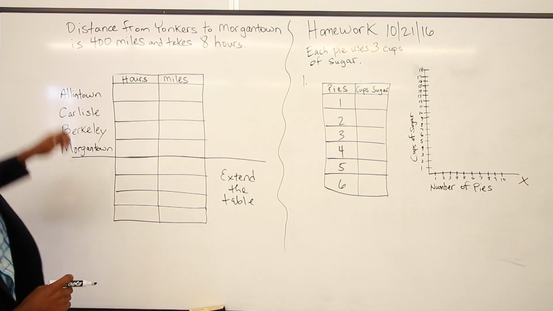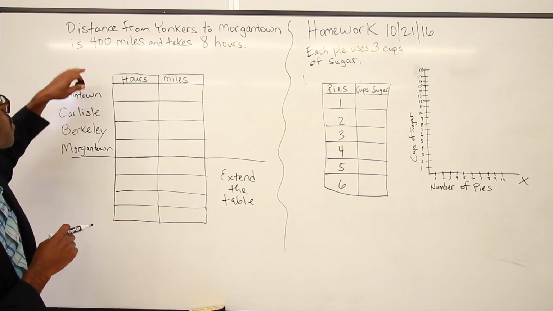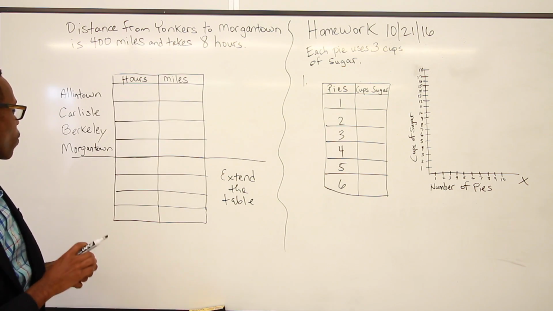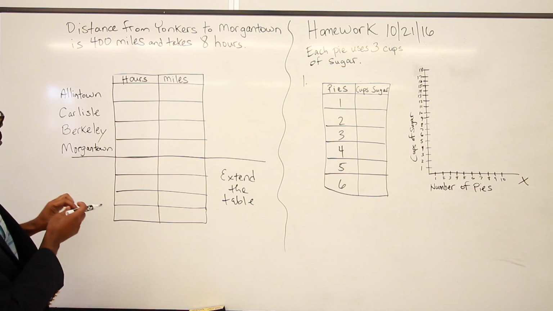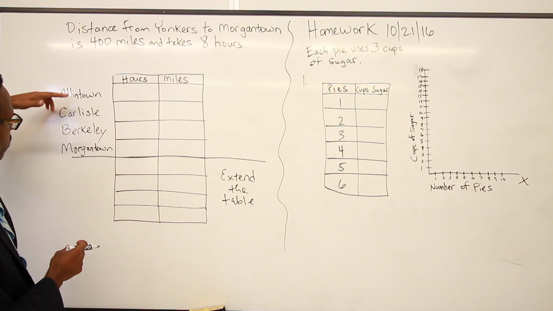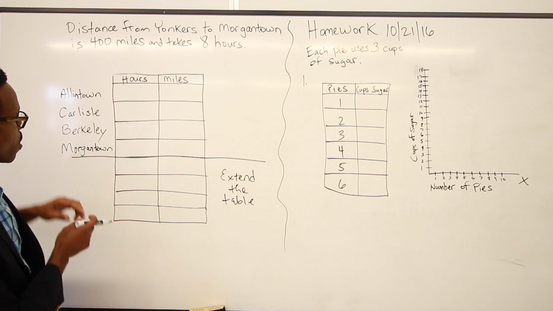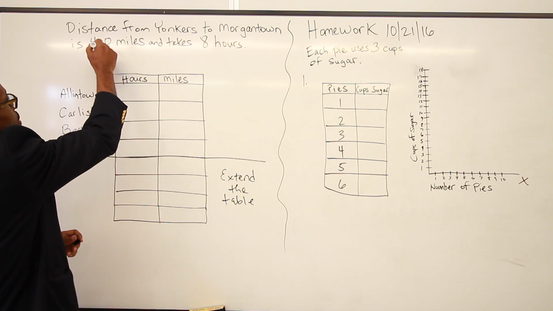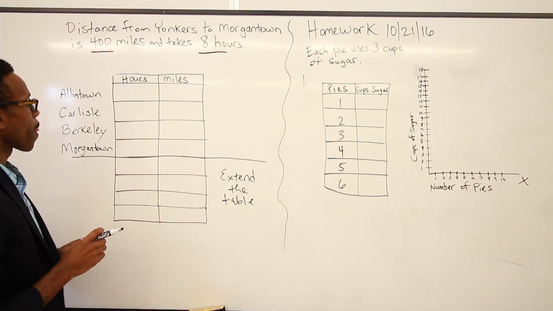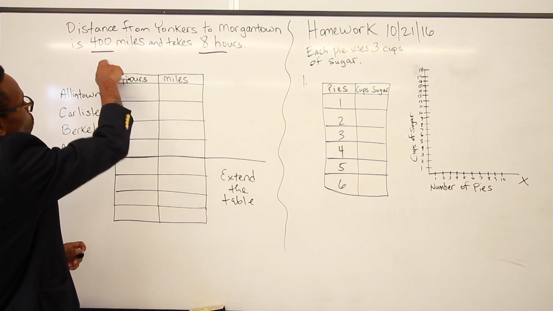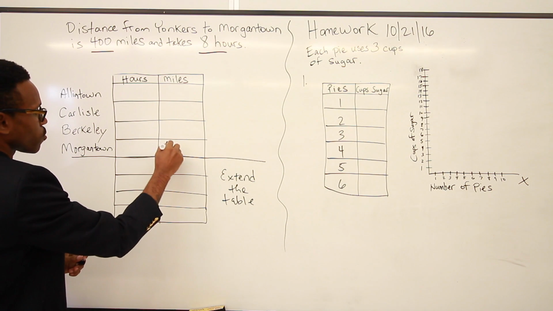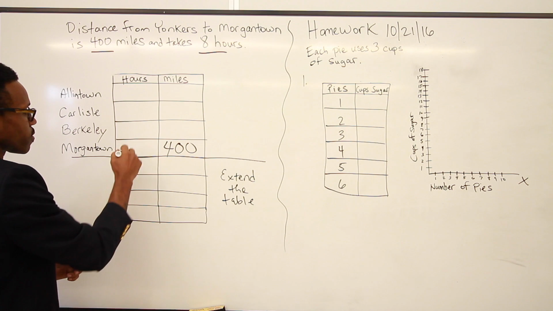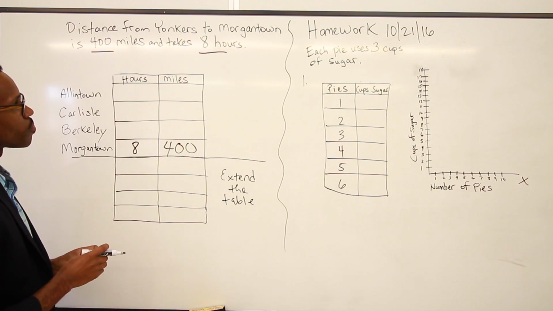In the problem we did in class, it says the distance from Yonkers to Morgantown is 400 miles, and it takes 8 hours. So we see here Morgantown. Remember during class we wrote the different town destinations on the side of the table, so we could clearly see where to plug in all of the information it gives us. We have 400 miles to get to Morgantown, so we entered that into our table. And we had 8 hours, that was given to us, so we entered that too.